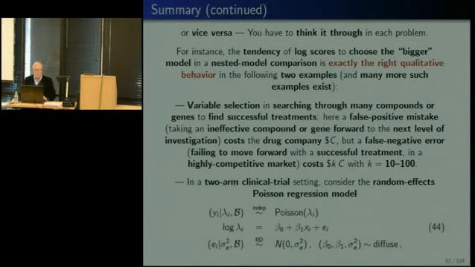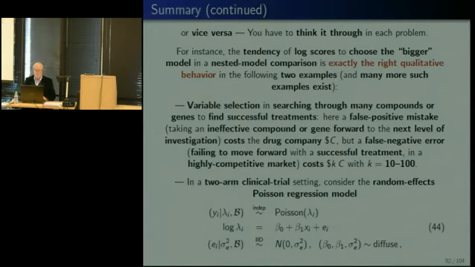So we were just talking about this at the break. Imagine you're trying to do variable selection and searching through many compounds or genes to find successful treatments. Here, a false positive mistake, taking an ineffective compound or gene forward to the next level of investigation, costs the drug company C dollars, but a false negative error, failing to move forward with a successful treatment in a highly competitive market, costs K times C, where K might be on the order of 10 to 100. So that would be a situation where you'd be more worried about false negatives than false positives, and you'd be willing to absorb a fair number of failed phase 3 trials in order to find that big blockbuster drug.